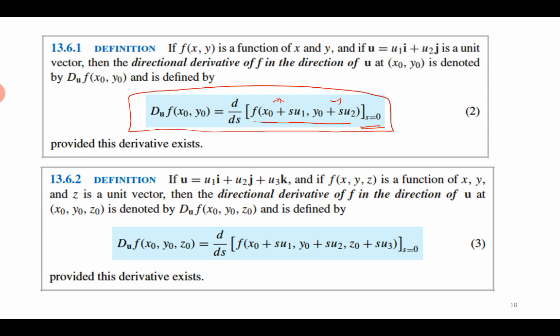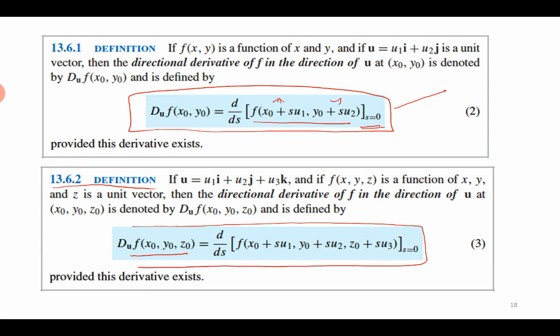But we are going to find the directional derivative by using a different formula. That formula will be derived from the same definition. And definition 13.6.2 gives the same formula for a function of 3 variables. We cannot interpret this one physically, but you can consider it just an extension of the same formula 2 to another dimension.